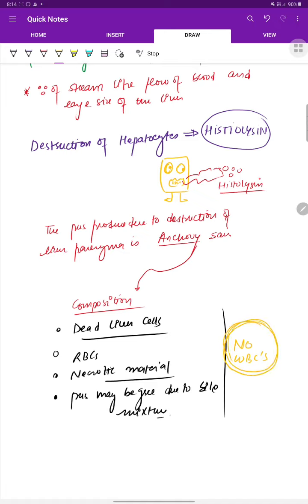There will be no WBC in the pus, because hepatocytes consist of Kupffer cells as a protective, phagocytic agent over there. So WBCs are not able to be a part of the composition of this remarkable pus which is found inside the liver.